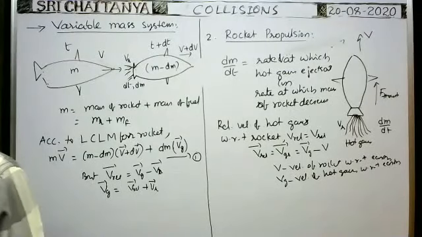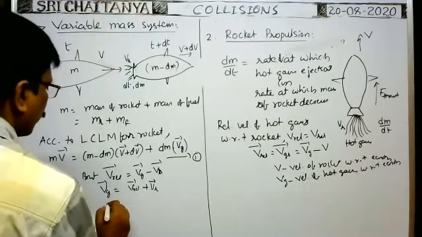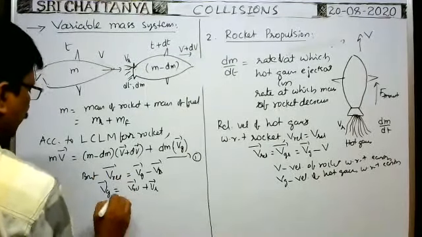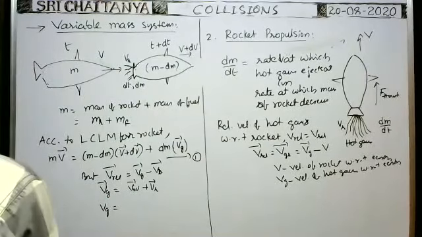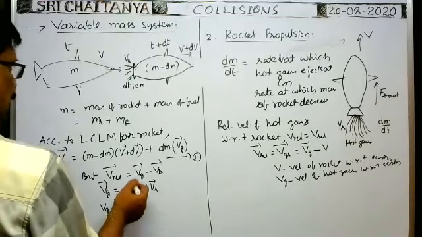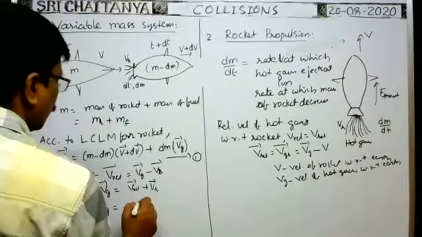Now you write the magnitude only. The velocity of the hot gases is equal to, the relative velocity of the hot gases is in the backward direction. That's why you write minus v relative.